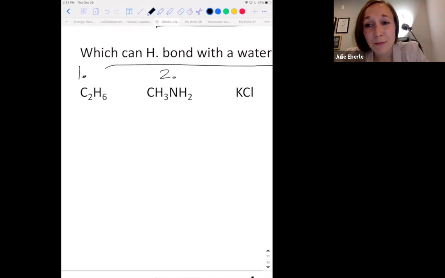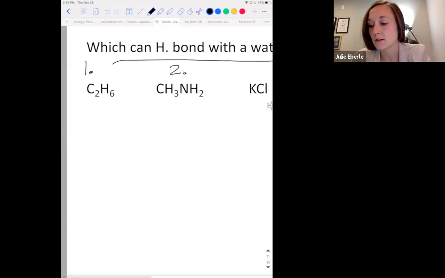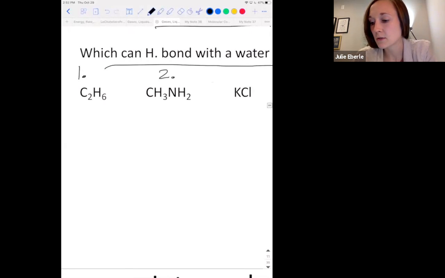And remember why hydrogen bonding is so important. It affects properties like the boiling point or the melting point, and it can raise those quite a bit because hydrogen bonding is a really strong intermolecular force. It takes a lot of energy to break apart those bonds and melt or vaporize substances.